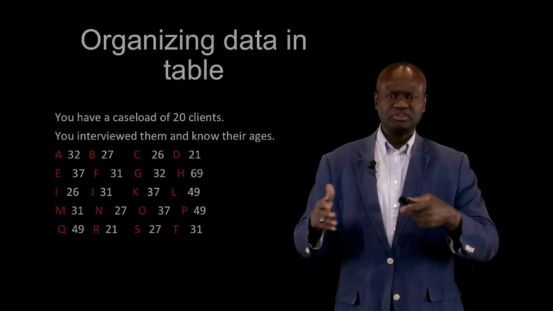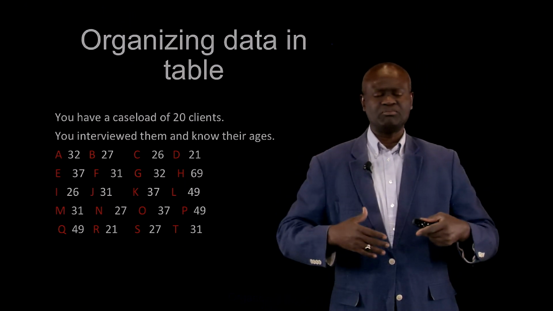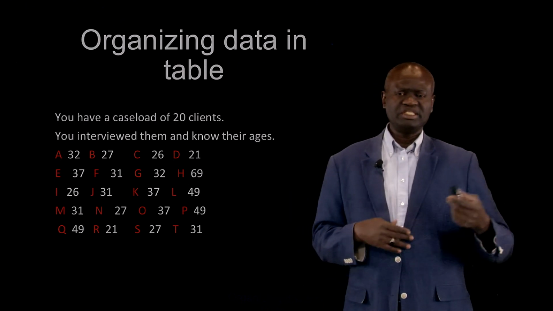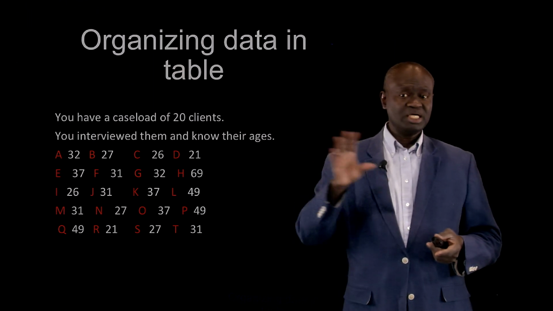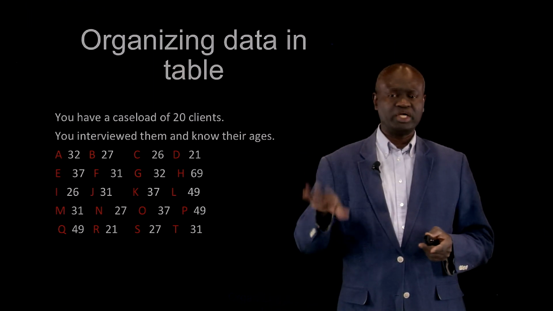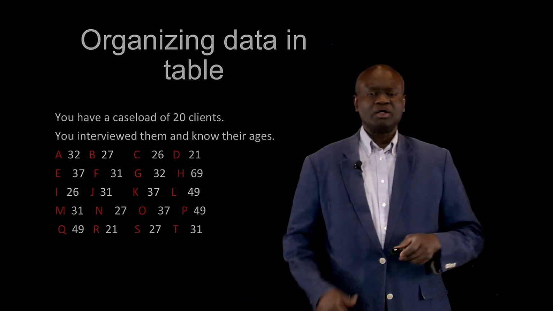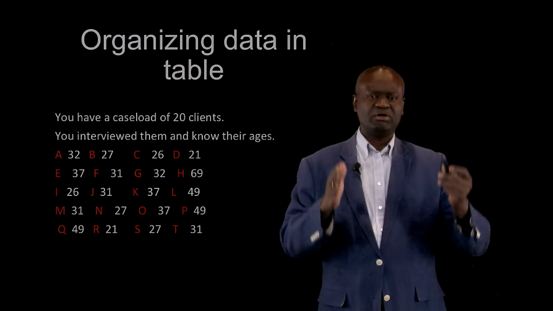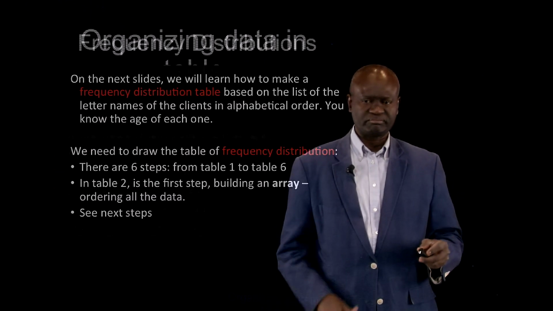You interview them one after the other, and you get their age. You ask them, how old are you? So A said, I am 32. B said, I am 27, and so on and so on. You see that the numbers are scrambled. So you have 32, 27, 26, 20. So we need now to organize them in a way that you can see all of them.